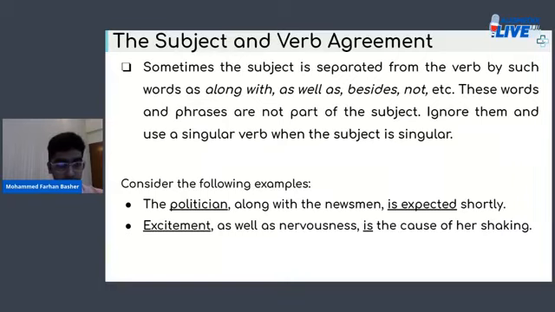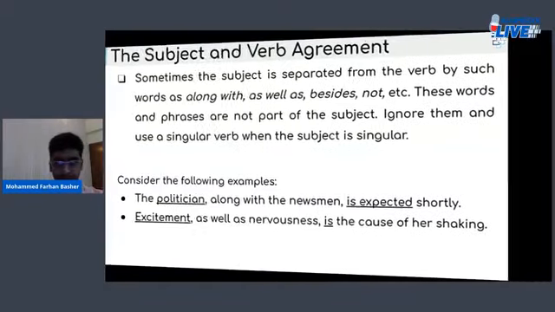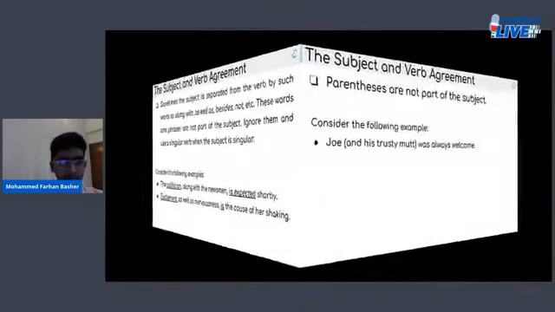Okay. I hope we are clear so far. Moving on to the next slide. Very simple rule here.